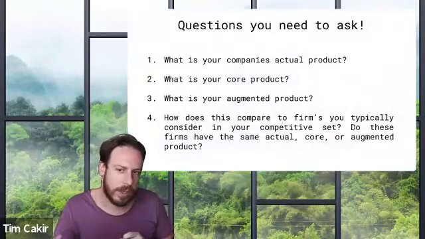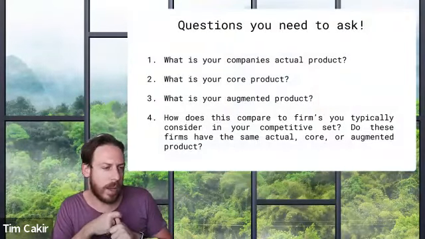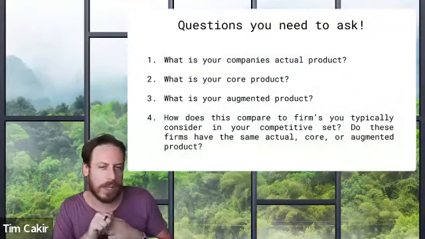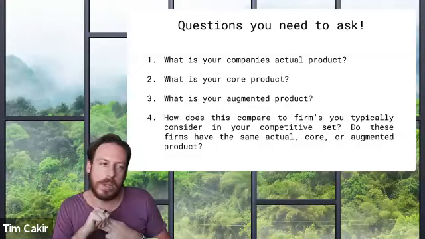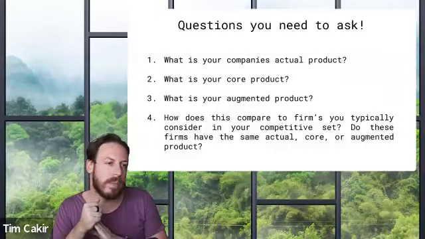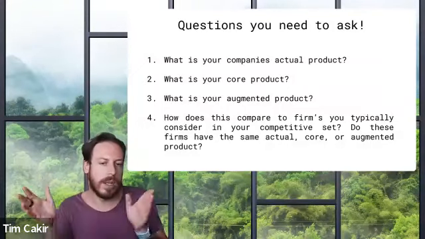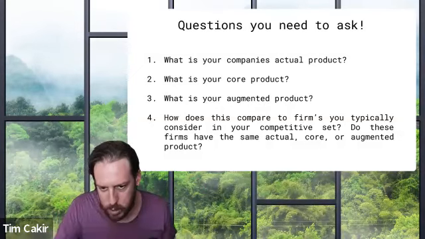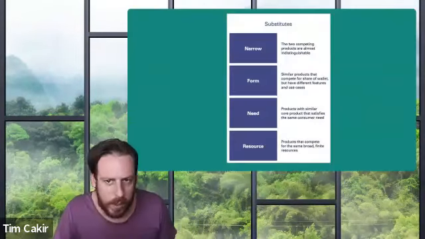And ask these questions: What is your company's actual product? What is your core product? What is your augmented product? And how does it compare to firms you typically consider in your competitive set? Do these firms have the same actual, core, or augmented product? And start creating a table.